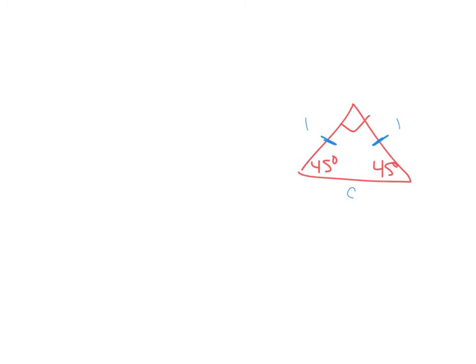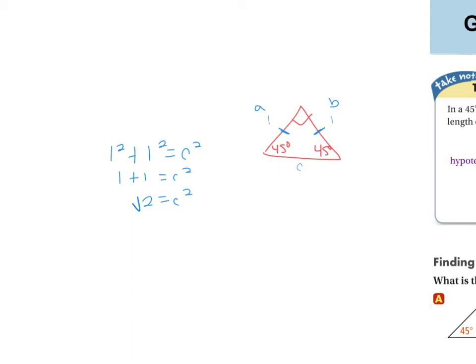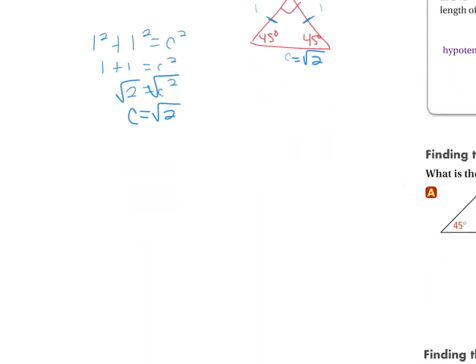Because the hypotenuse is C, and so this will be A and this will be B. So I would have 1 squared plus 1 squared equals C squared. So then let's see, we would have 1 squared is 1. So that would be 2 equals C squared. So take the square root. So C equals the square root of 2. Okay. Now let's do another one.